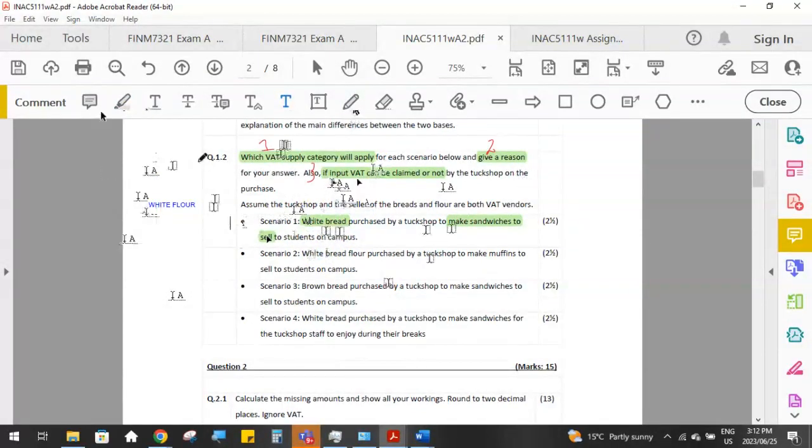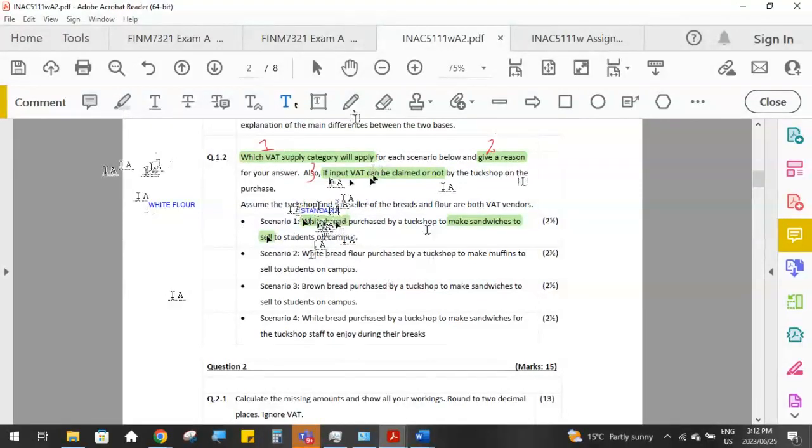Let's see if I can get it a little bit closer to where you can read it. It is a standard rated item, white bread, okay? Which means that when the tuck shop purchased that white bread, they would have paid VAT when they purchased it. So now our question is, can they claim this VAT back or not on the purchase?